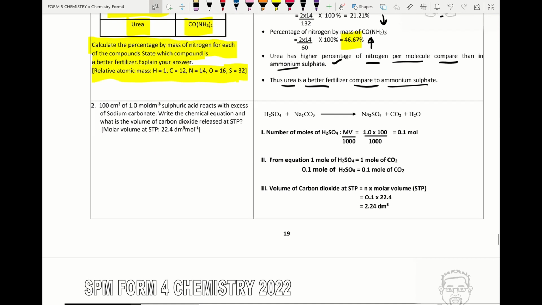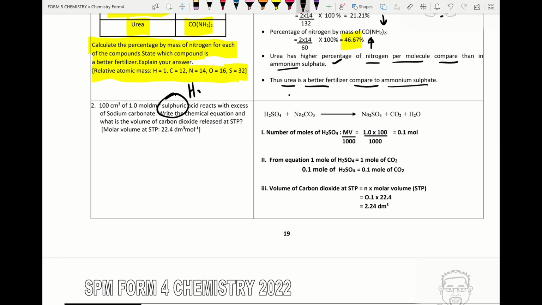Alright, so we move on to the next question. This question is known as stoichiometric calculation. Under stoichiometric calculation, we have to write the equation, then find the number of moles via the value given in the question, and find the ratio, and find the answer required by the question. Alright, so we move on to the question.